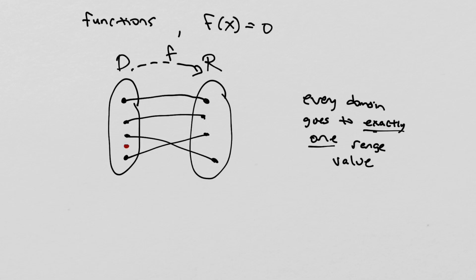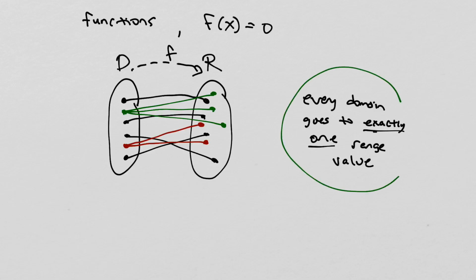So let's say I've got this point right here that I plug into my function, and it actually generates two different range values. That's not good. Or maybe this point right here, that when you plug it in, generates three different range values. That's where we're no longer going to be a function. So again, every domain value goes to exactly one range value. So here's an example.